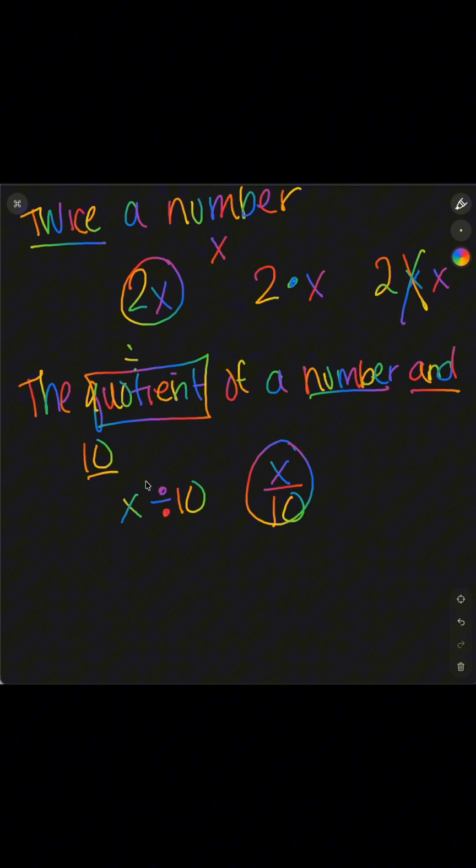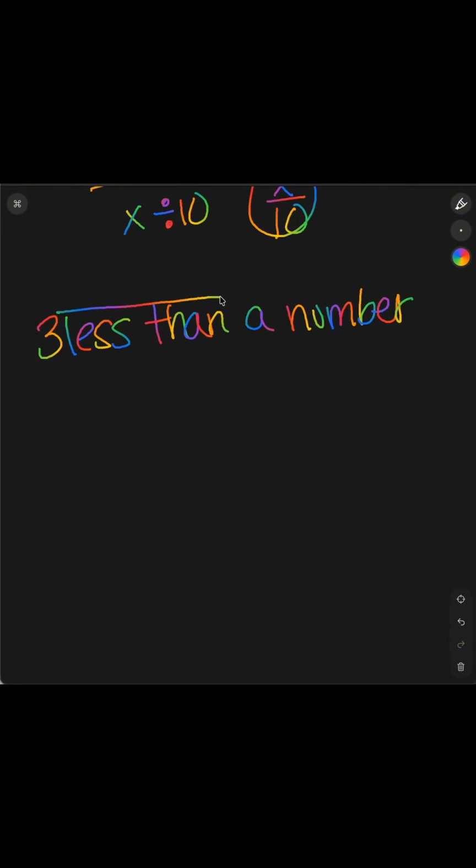Okay, so let's do our quick check. Our quick check is write an expression for 3 less than a number. Again, we have less than, which represents subtraction. Then we have 3 and a number.